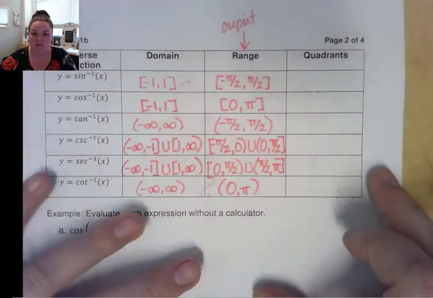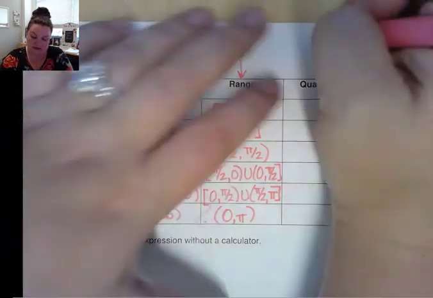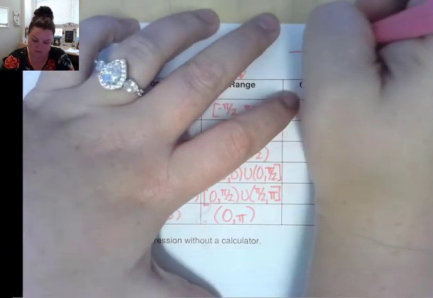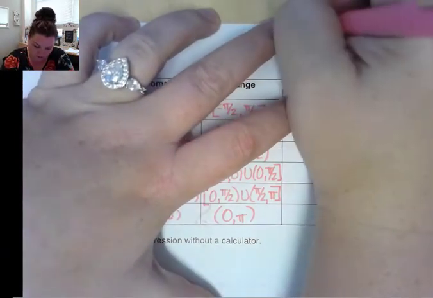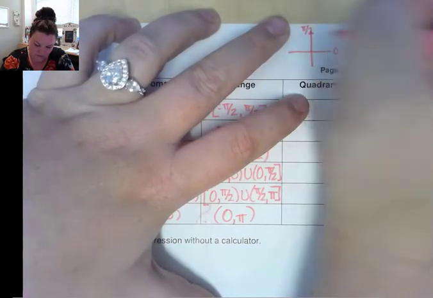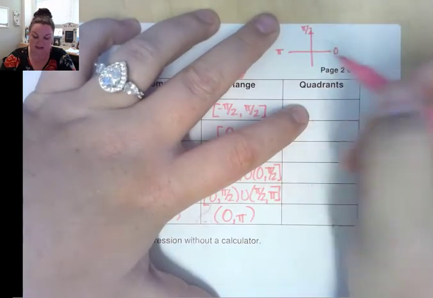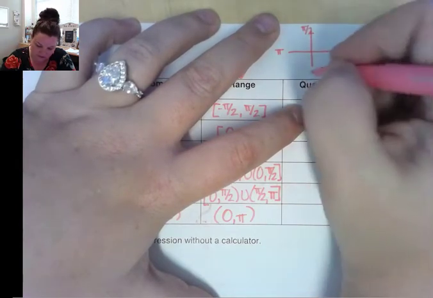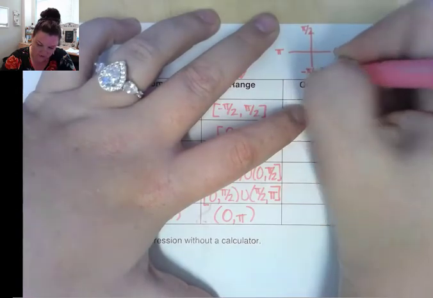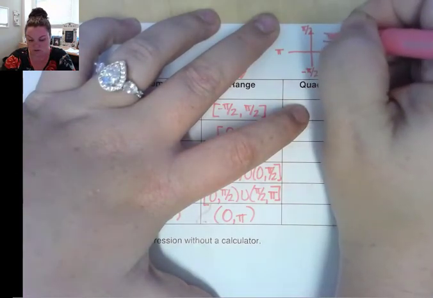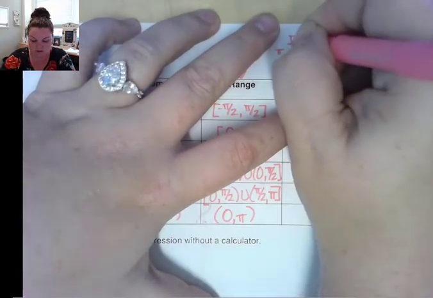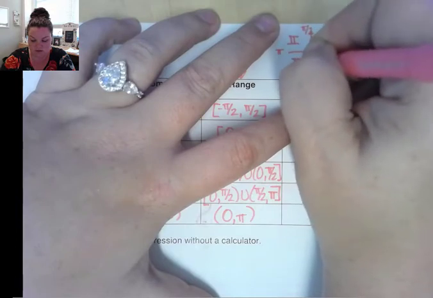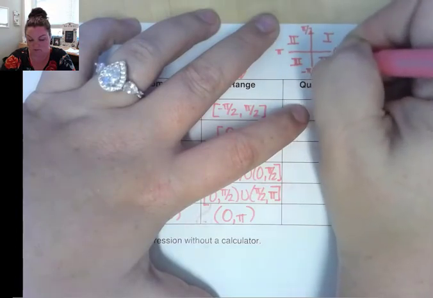Okay, so thinking about quadrants, I'm going to just write it up here. This is 0, this is pi over 2, this is pi, and instead of writing this as 3 pi over 2, I'm going to think of it going in the negative direction. So if I went in the negative direction, this would be negative pi over 2, right? So this is quadrant 1, this is quadrant 2, this is quadrant 3, and this is quadrant 4.